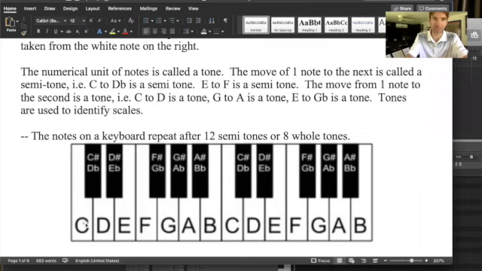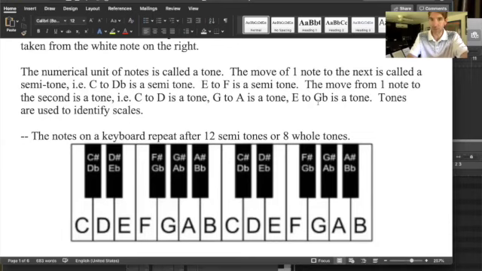For example, C to D flat or C to C sharp is a semitone. E to F is a semitone. You see there's no black note in the middle there. And the move from one note to the second is a tone. C to D, for example, and you see there's a black note in the middle of that. So that would also be considered a whole step. Or G to A, also considered a tone or a whole step.